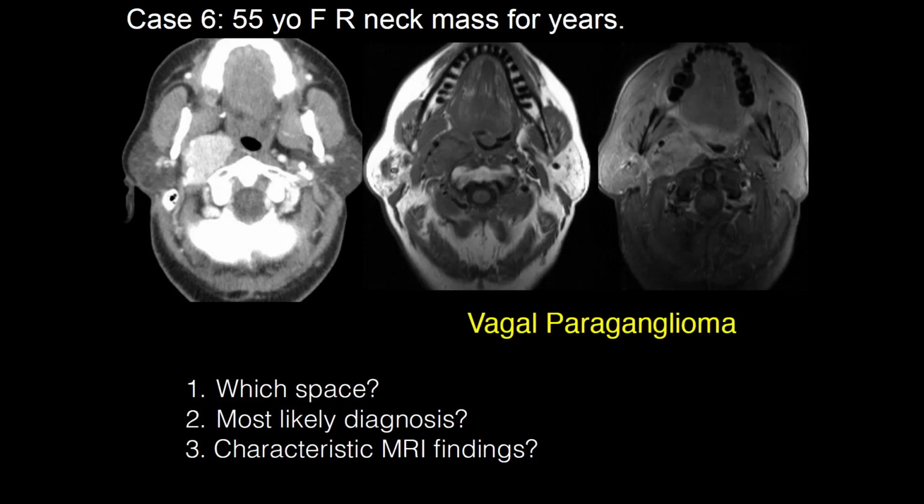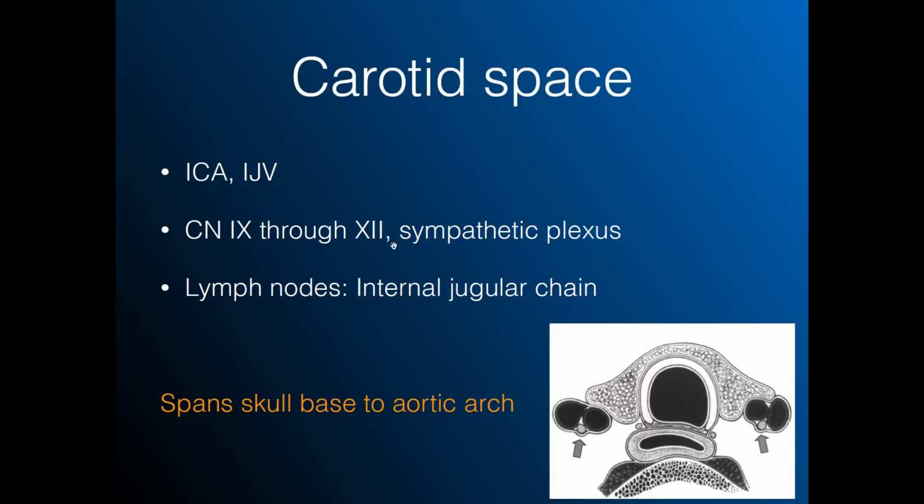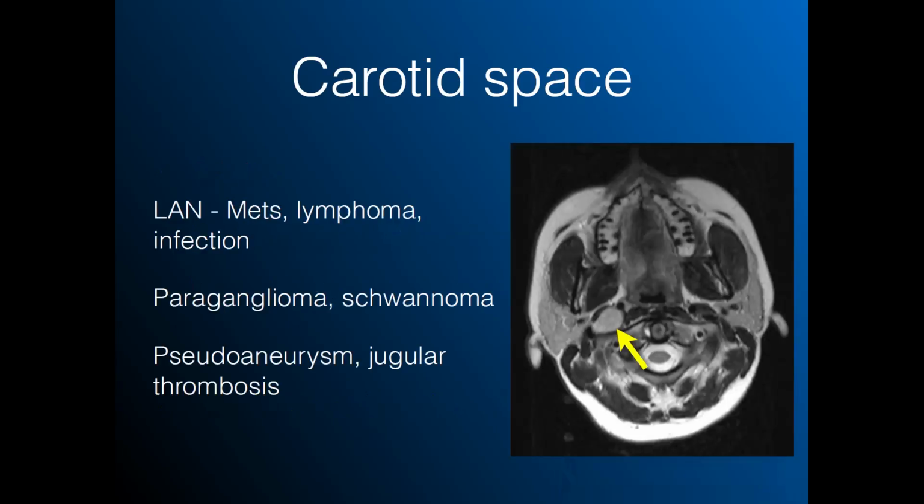Okay. So vagal paraganglioma. In the carotid space, we have the artery and the vein, and then cranial nerves 9 through 12, and also the sympathetic plexus, and the lymph nodes are really outside the sheath. This spans from the skull base all the way to the aortic arch, so this is supra and infrahyoid. In this space, lymph nodes adjacent to it are really common, and then paraganglioma and schwannoma are the two top differentials. You can get vascular abnormalities, pseudoaneurysm, and jugular vein thrombosis.